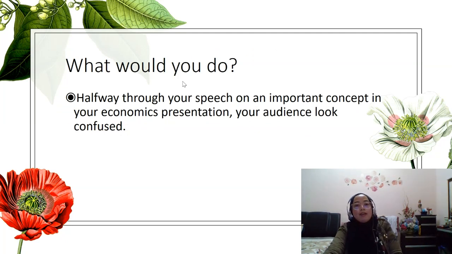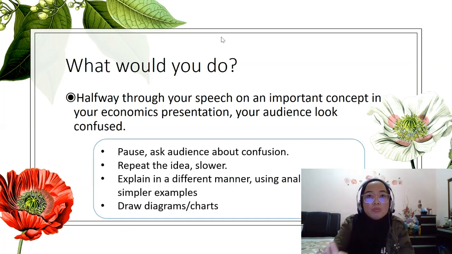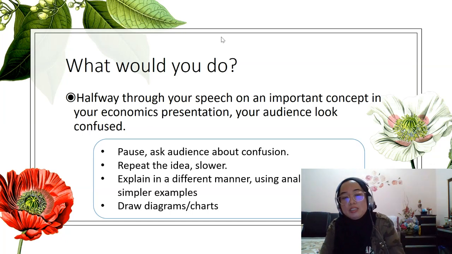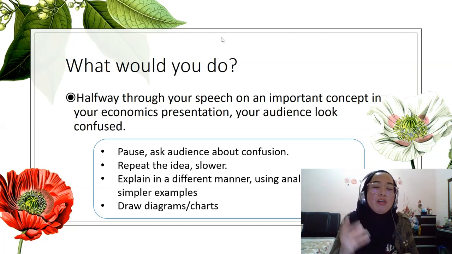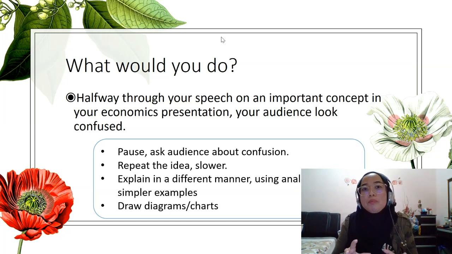Next, you are halfway through your presentation on an important concept of economics, but your audience looks so confused. So how would you do this? First, when you have a very confused audience, you have to pause. And if you can, try to ask your audience if they understand what you have said. A very good way of doing this is using a technique called body poll.